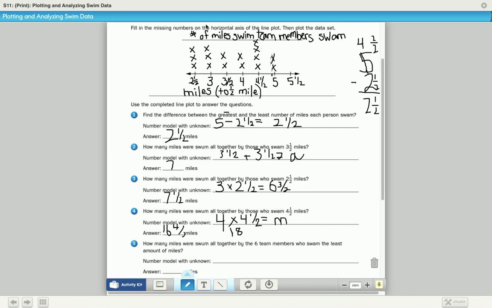How many miles were swum altogether by the 6 team members who swam the least amount of miles? So the 6 who swam the least would be down here at the end. So we had 2.5 and 3. So I already did 2.5. I know that was 7.5 miles. I have not done 3 yet. So 3 times 3 would be 9. So I would do 7.5 plus 9. And that would be 16.5.